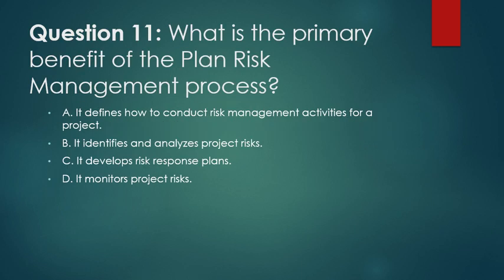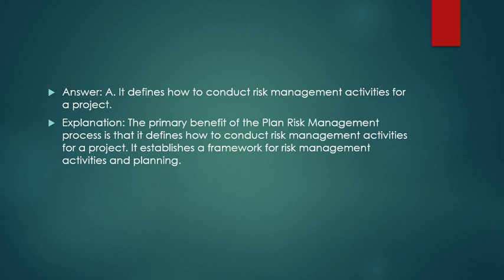Question 11. What is the primary benefit of the plan risk management process? A. It defines how to conduct risk management activities for a project. B. It identifies and analyzes project risk. C. It develops risk response plans. D. It monitors project risk. Answer: It defines how to conduct the risk management activities for a project. The primary benefit of the plan risk management process is that it defines how to conduct the risk management activities for a project. It establishes a framework for risk management activities and planning.